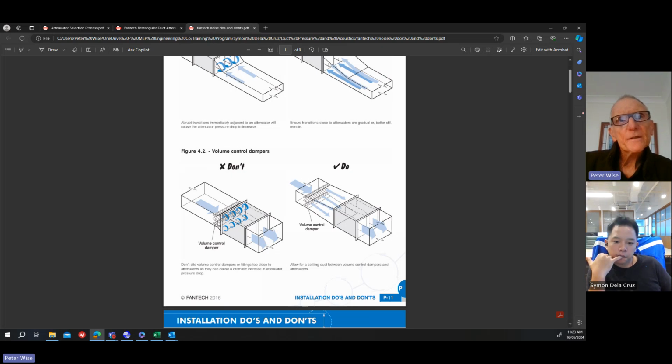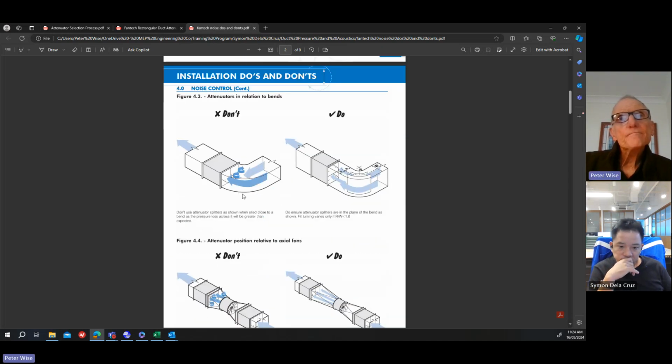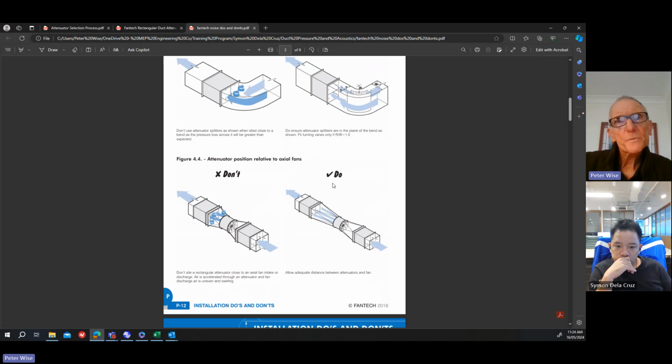The next one, they've got a damper right before the attenuator. Well, you wouldn't do that. You're creating turbulence at the inlet. You put your volume damper back upstream and have a nice entry to the attenuator. Don't put it right on a bend, as I said. Again, if the air's coming around the bend, it doesn't know which splitter it's going to go to. You want to straighten the air out and turn the splitters over in this case. See how they've done that? They had vertical splitters. Now they've made them horizontal so that as the air comes around, it can fill the attenuator. From a fluid flow point of view, that makes more sense and it works better.